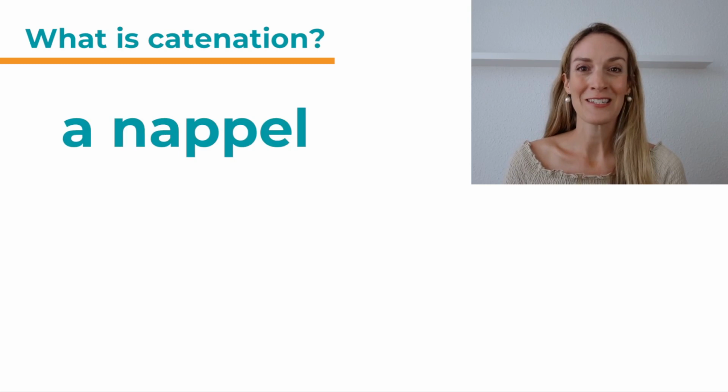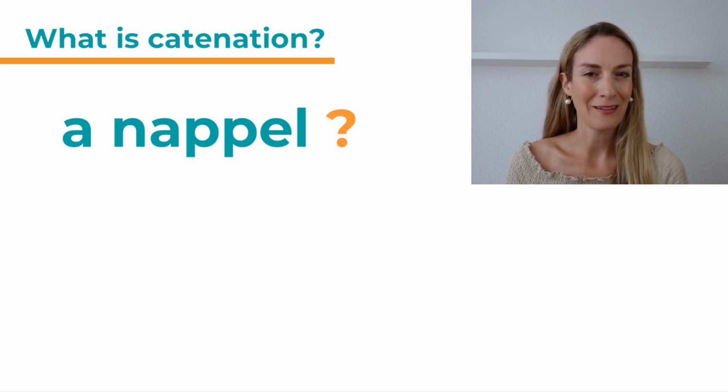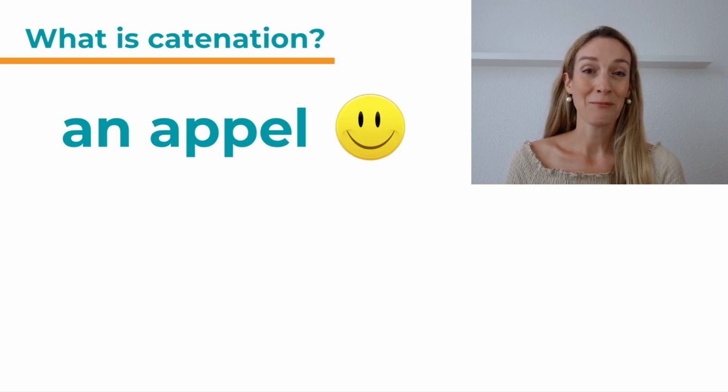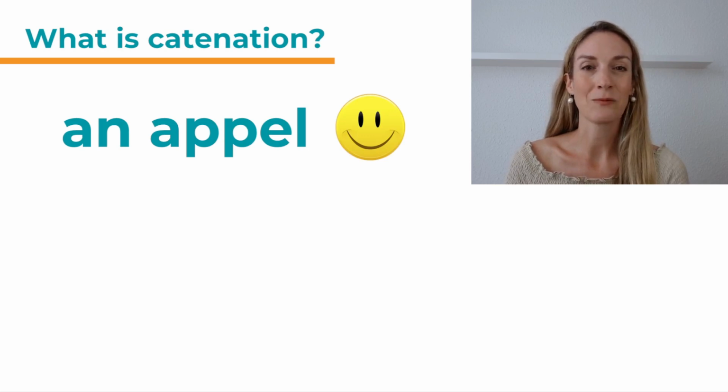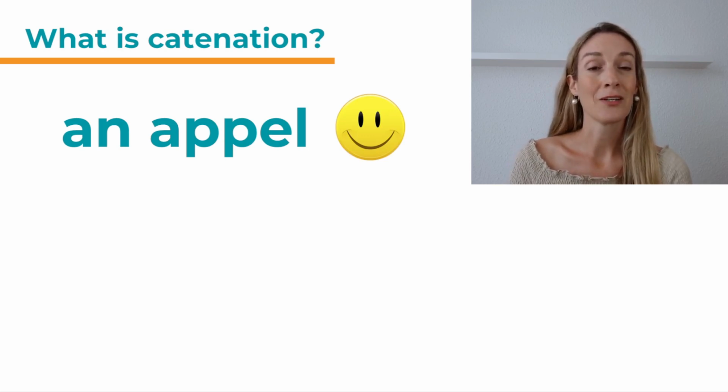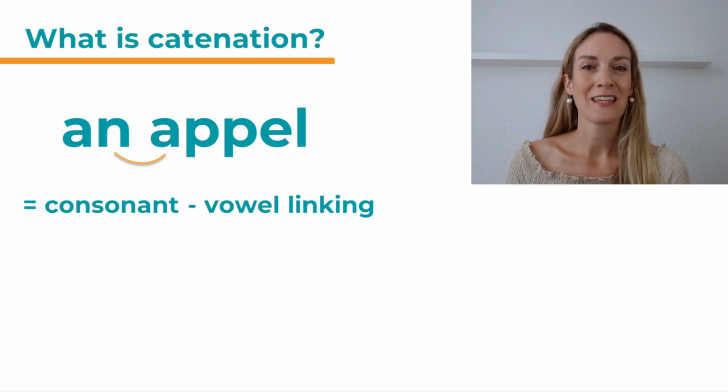Let's start with an example straight away. An apple. Now you might be wondering, what does that mean? I've never heard of the word napple. Indeed, napple doesn't exist, but apple does. Really what we said was an apple. But in fast speech, the n joins with the a in apple. So what we have here is consonant vowel linking, and that is exactly what catenation is all about.